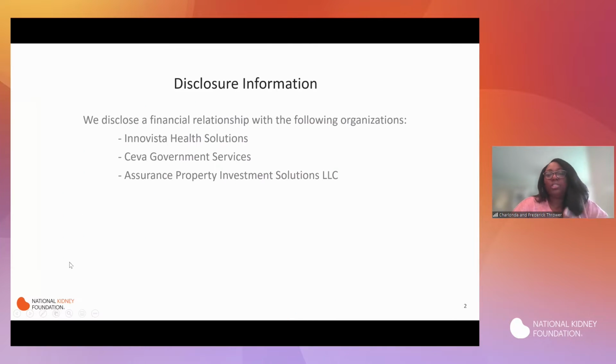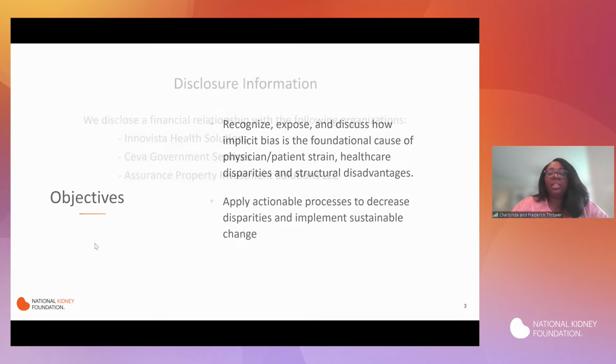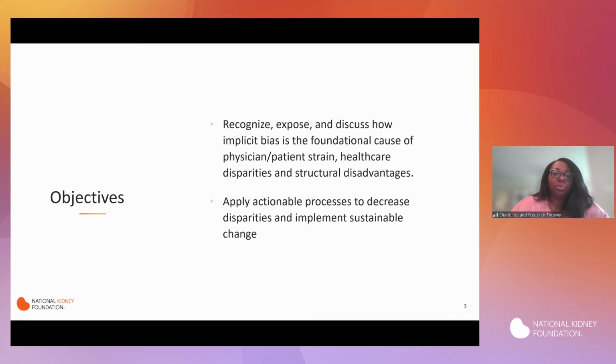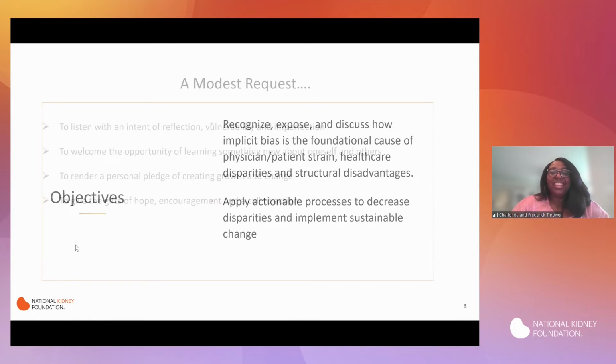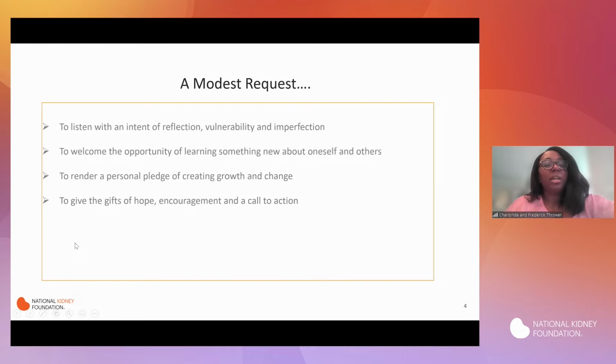We're going to look at the disclosure information, as far as no conflict of interest, so our financial relationships there. And then the objectives: what do we actually hope to achieve today? Recognizing, exposing, and discussing implicit bias and how it can be a foundational cause of healthcare disparities and structural disadvantages. And then applying processes to decrease disparities and implement sustainable change by recognizing implicit bias and then what to do about it.